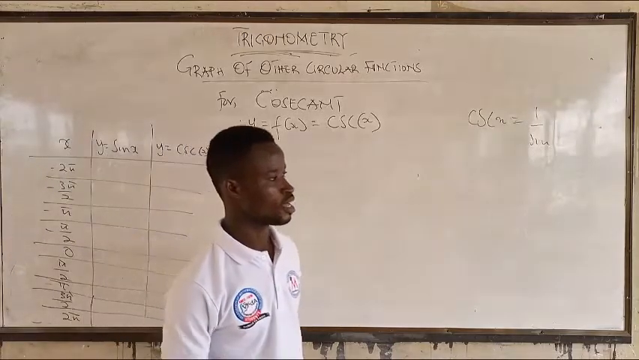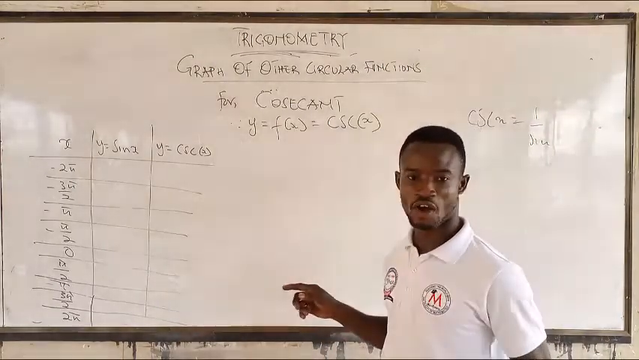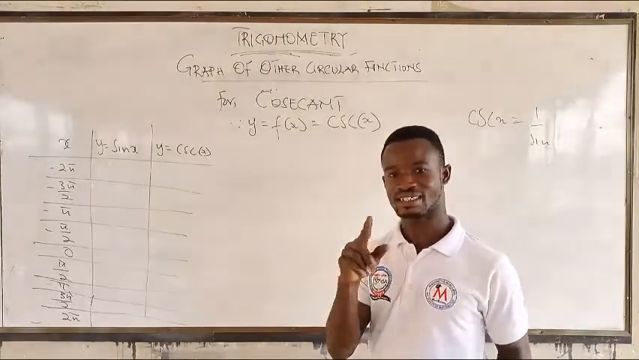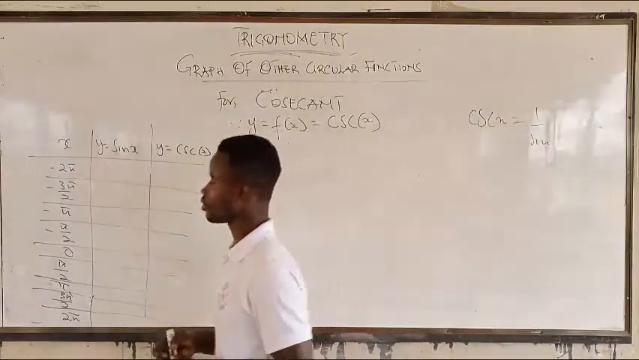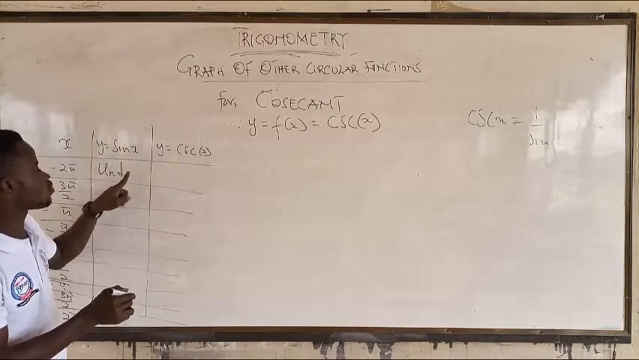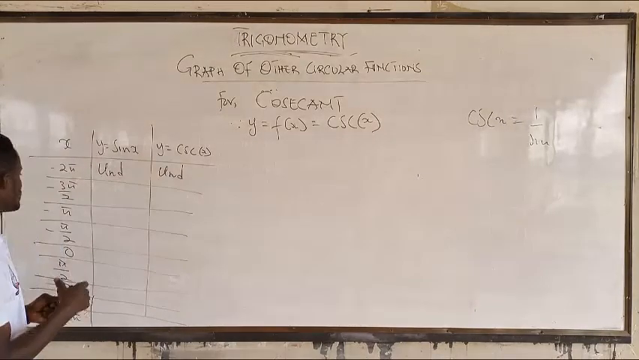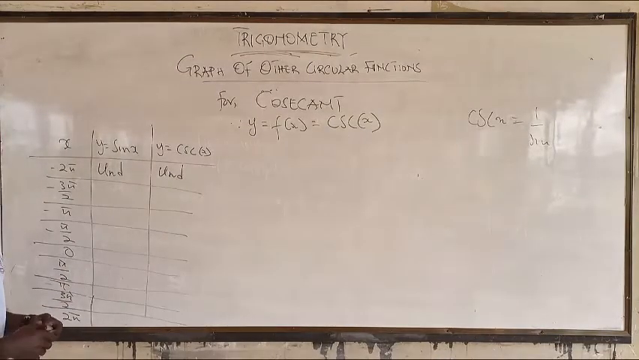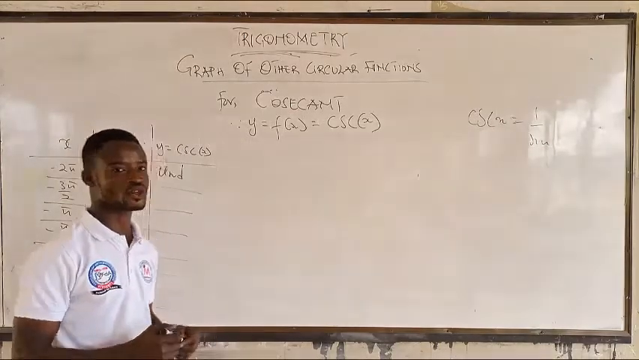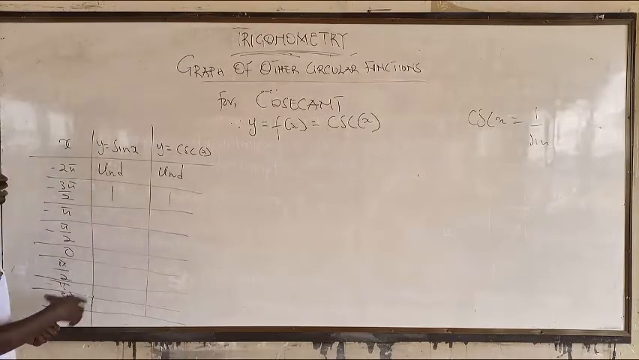Take your calculators and let's go. Now for sine of negative 2 pi, that is going to give you a syntax error or math error. That is undefined. That means that if you take 1 over the undefined, this will still give you undefined. Then let's go to negative 3 pi on 2. Make sure that you are in radian mode. Now for negative 3 pi on 2, you can see that is going to give you 1. And 1 over this is still 1.